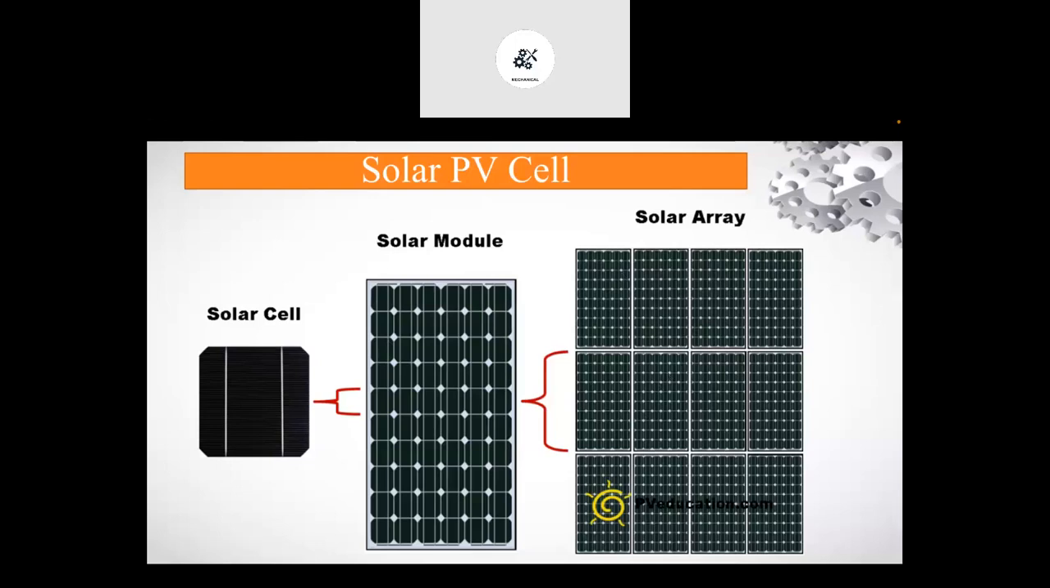These solar arrays are what you see where a larger amount of energy is generated, in the different types of solar parks. That is the difference between solar cell, solar module, and solar array. You may get confused because for all three we sometimes use one name, solar panel, but that is a generalized term. When cells are connected, it is a solar module, and when we combine a number of solar modules, it is a solar array.